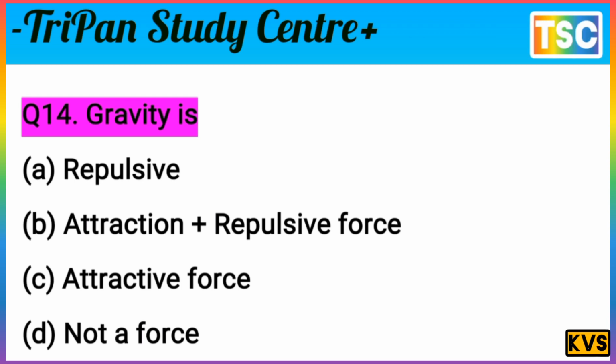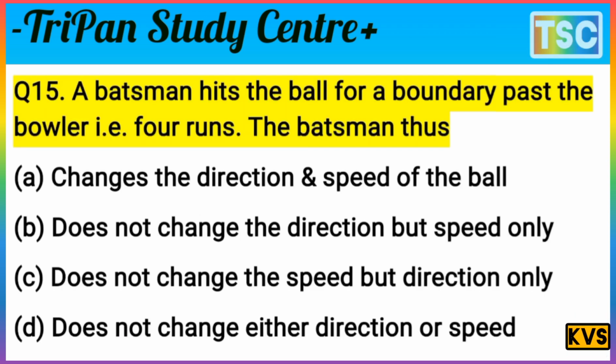Gravity is repulsive, not repulsive, means false. Option B is also false because it says attraction plus repulsive force. It means A and B are false. C, attractive force, that's the correct answer. Gravity is an attractive force. Option C is correct. Let's see the next question on your screen.